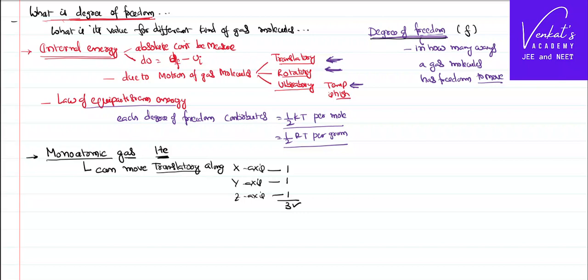Now for a monoatomic gas, what about rotational kinetic energy? Does it have a rotational motion or not? Let's discuss rotational motion. It's a single atom. If it has to rotate, it has to rotate around itself. These molecules are very small in size. So when they are rotating about their axis, the radius of gyration, that is the distance between the center of the molecule and the axis, is almost nil.